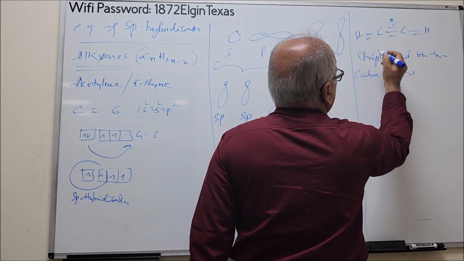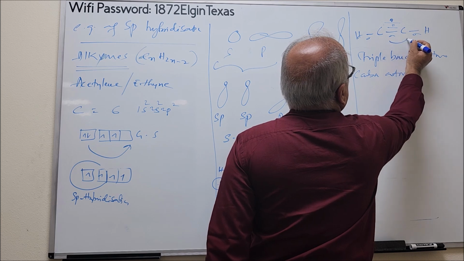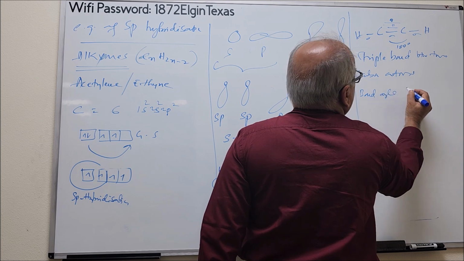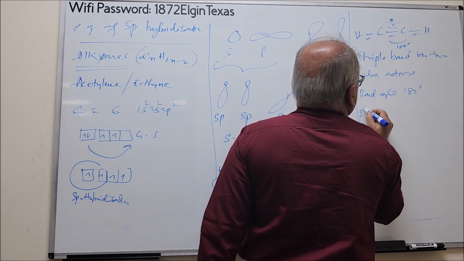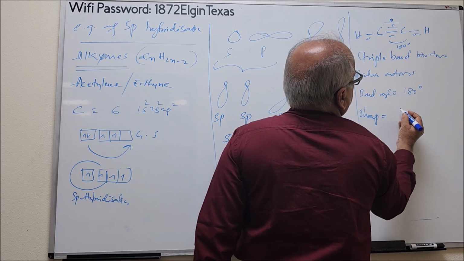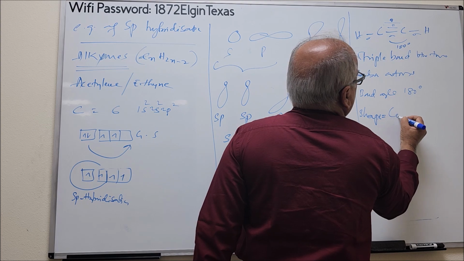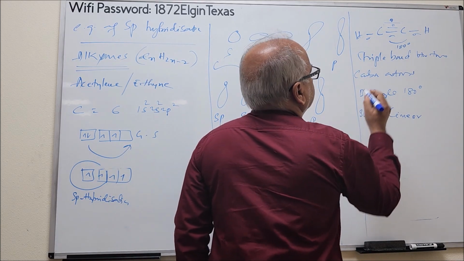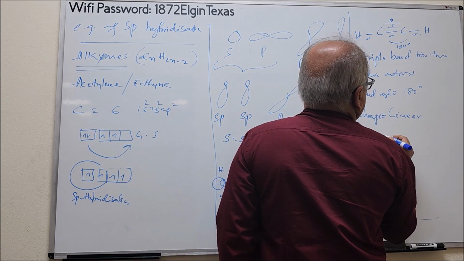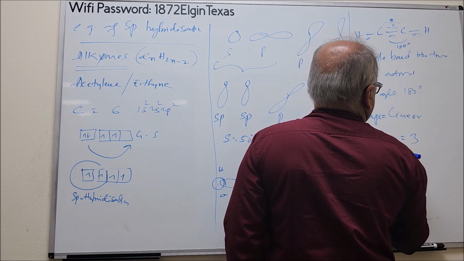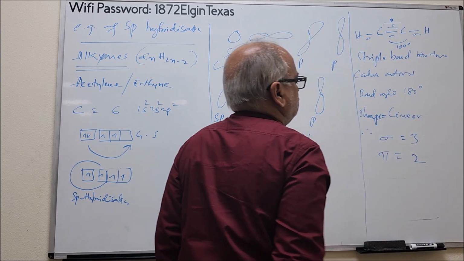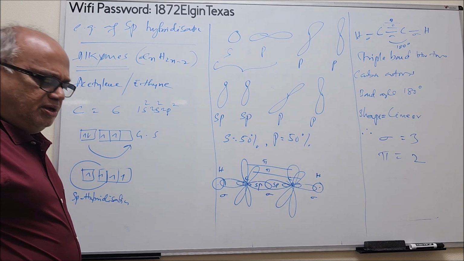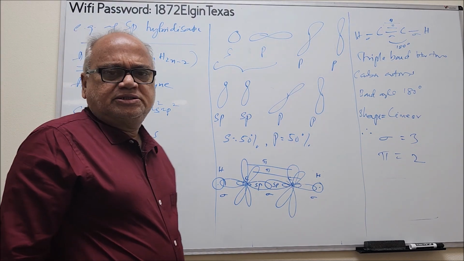So the shape of the molecule is linear and the bond angle is 180 degrees. Sigma bonds are 3 and pi bonds are 2. This is about sp hybridization, and the concept of hybridization is imaginary.